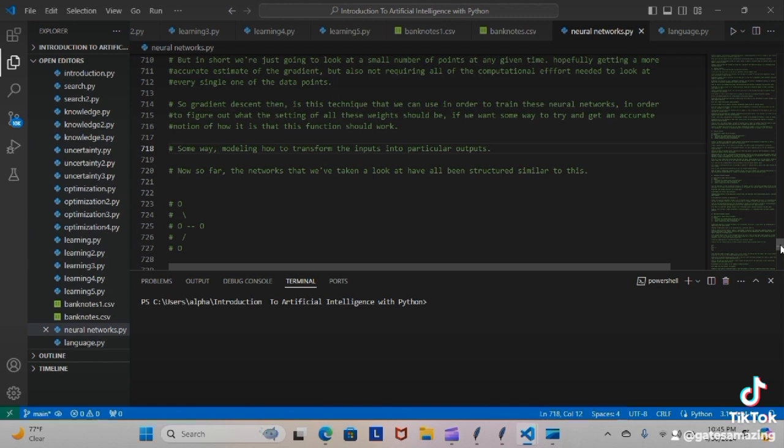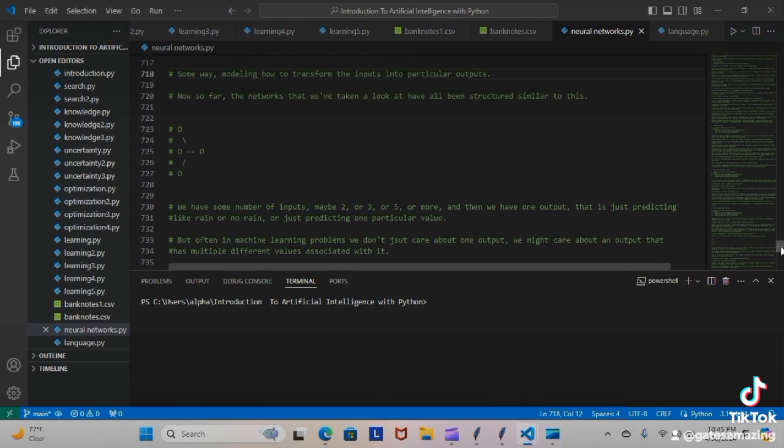Now, so far, the networks that we've taken a look at have all been structured similar to this. You see here we have three inputs all leading to one output. We have some number of inputs, maybe two or three or five or more, and then we have one output that is just predicting like rain or no rain, or just predicting one particular value. But often in machine learning problems, we don't just care about one output. We might care about an output that has multiple different values associated with it.